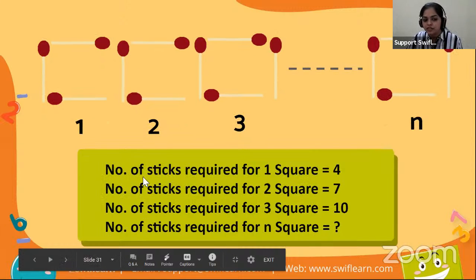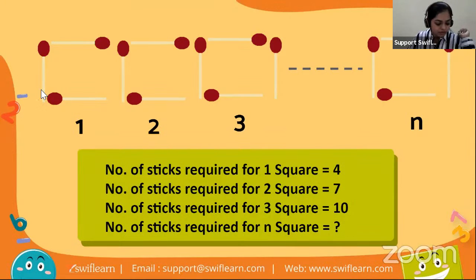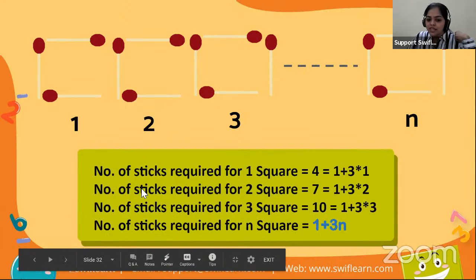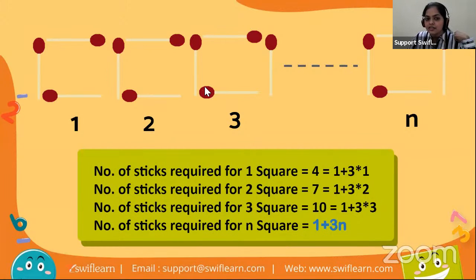Let's see. The number of sticks required for 1 square will be what? 4. All right. Now the number of sticks required for 2 squares will be what? 7, as we have already counted. And the number of sticks required for 3 squares will be how many? 1, 2, 3, and 10. So the question is, the number of sticks required for n squares will be how much? Now we have to check. So we see this pattern here in this matchstick square pattern.